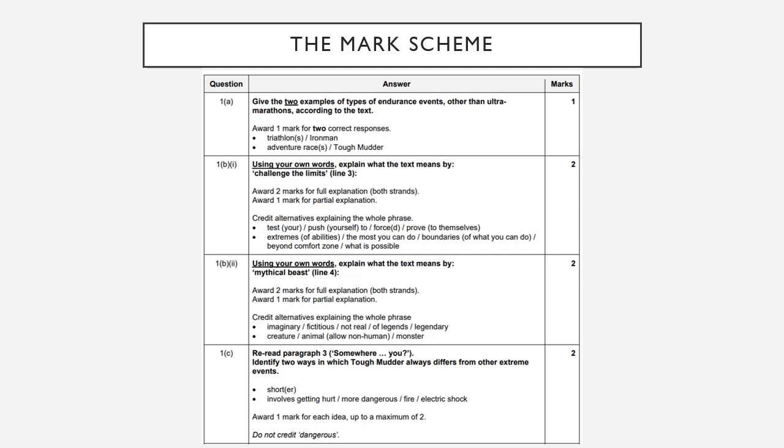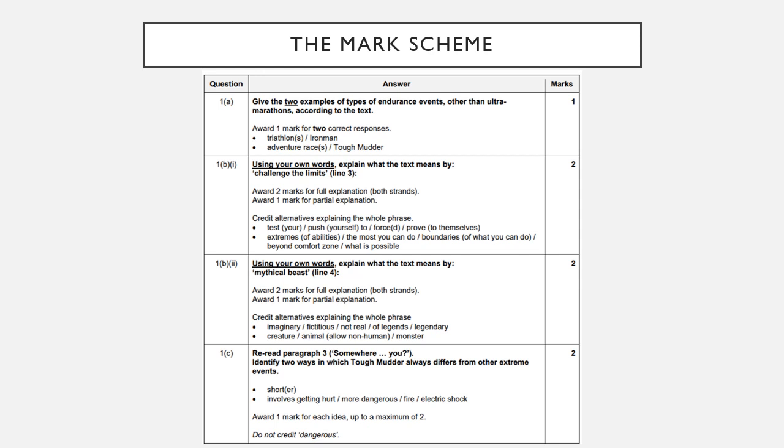Let's have a look at the next question. We needed to explain what challenge the limits were. We were talking about pushing ourselves to the extreme, weren't we? You can see there this idea of testing yourself or pushing yourself, forcing or proving something to yourself, and then something about extremes or what's possible or the boundaries. We used that word, didn't we? Okay, they're the 2 things that you're going to get the marks for. Something about testing and pushing and forcing and proving, and then something about extremes or boundaries or beyond, establishing what's possible, what you thought was possible.